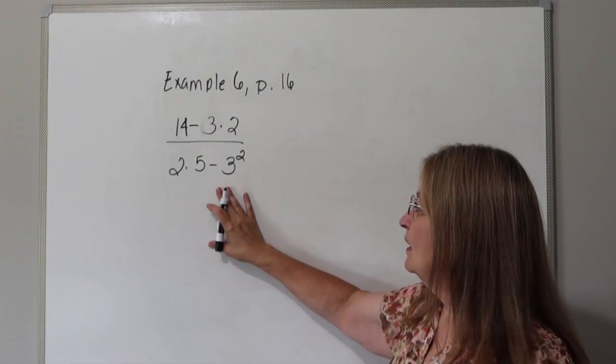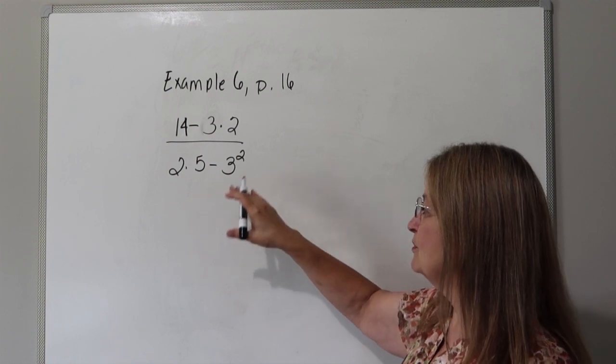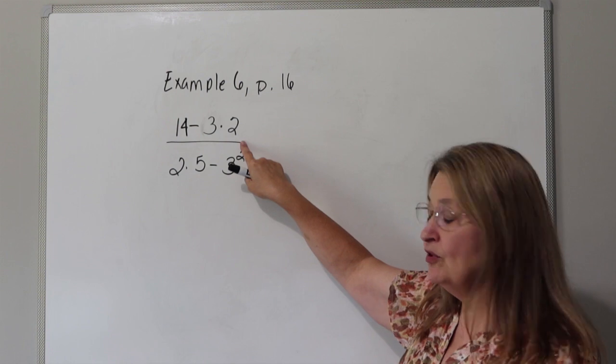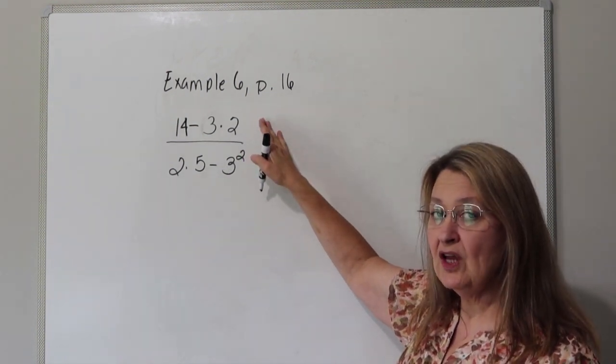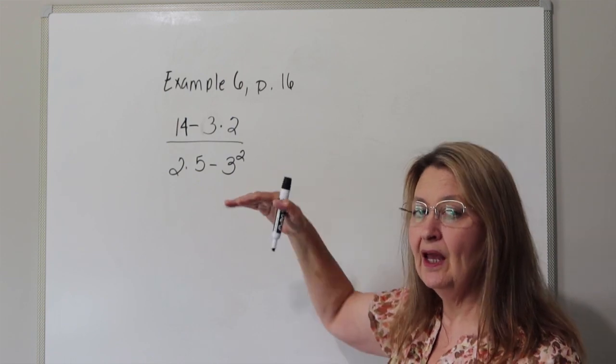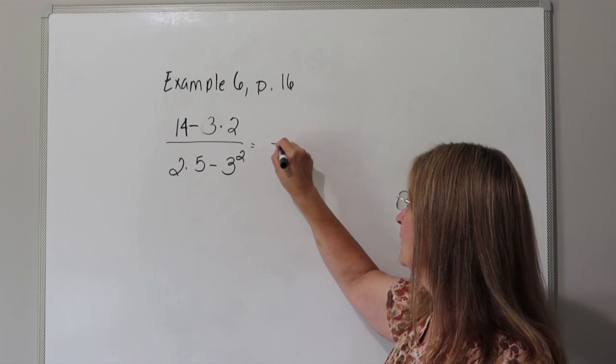Here's example D. I've got 14 minus 3 times 2 all over 2 times 5 minus 3 squared. So, grouping symbol. This fraction bar is a grouping symbol. We need to do what's on the top as much as we can, and then do what's on the bottom as much as we can, and then we'll divide those things. So let's start with the top.